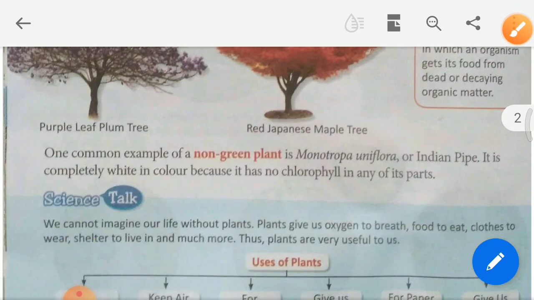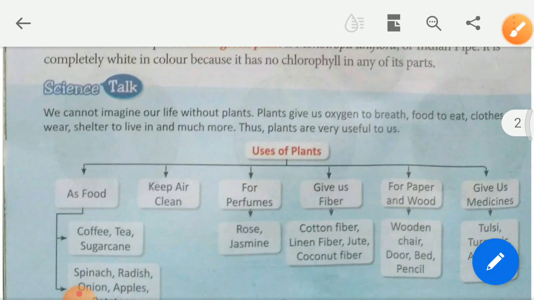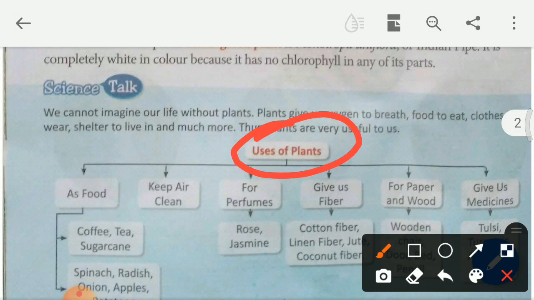Another common example of non-green plant is Monotropa uniflora, the Indian pipe. I clearly showed this Monotropa uniflora and Indian pipe in the slide. And the next one, uses of the plants. It is used as food, keeps the air clean, for making perfumes, gives us fiber, paper and wood, and gives us medicine.